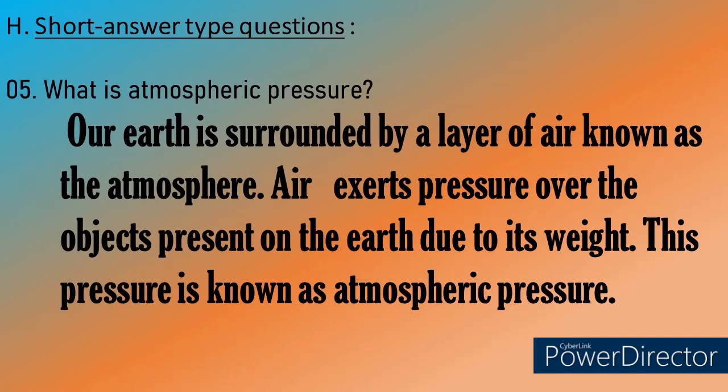Then fifth question, what is atmospheric pressure? Our earth is surrounded by a layer of air known as the atmosphere. You know that our earth is surrounded up to almost 200 kilometers by gases. We call that air, and this layer of air is known as atmosphere. Again I repeat, our earth is surrounded by a layer of air known as atmosphere. Air exerts pressure over the objects present on the earth due to its weight. This pressure is known as atmospheric pressure.